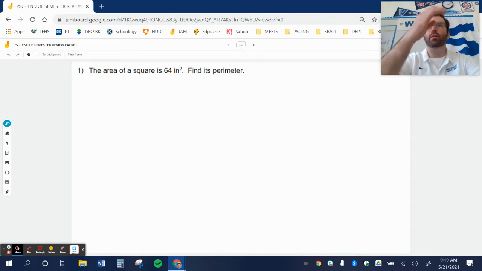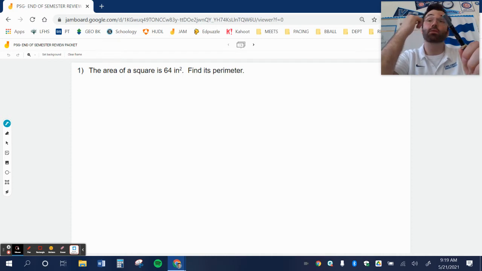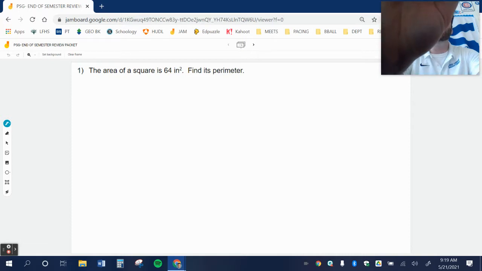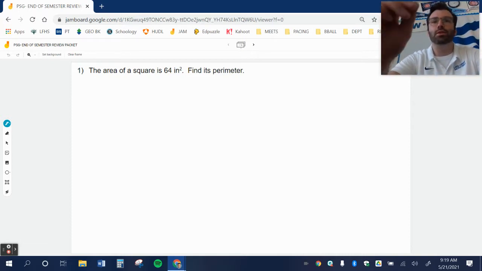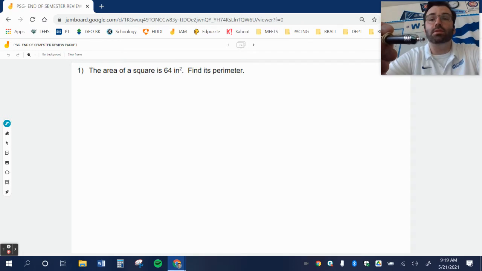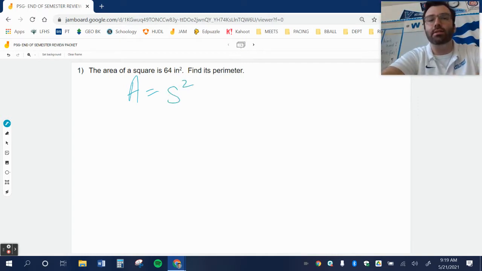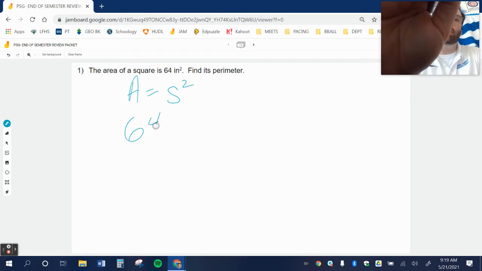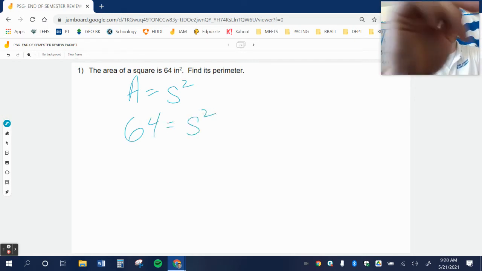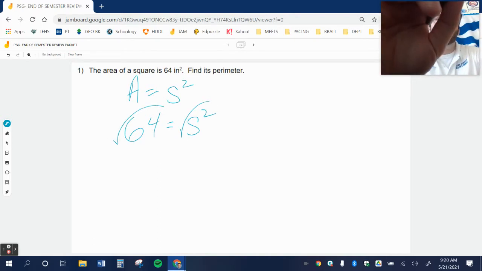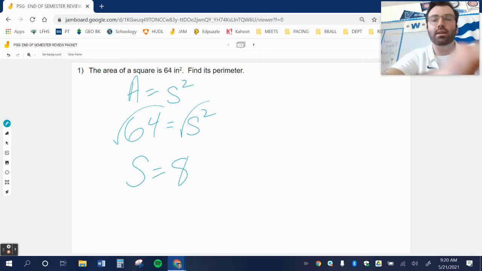Number one, the area of a square is 64 inches squared. Find the perimeter. One formula for area is base times height. Since the base and height are the same in a square, all four sides are congruent, so I use area equals s squared, where s is your side. If the area is 64, I plug that in for A: 64 equals s squared. Square root both sides. S is 8.